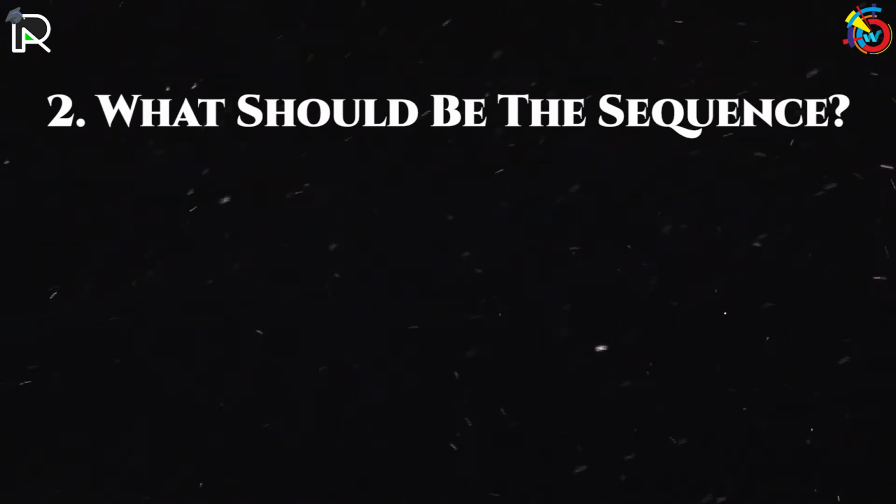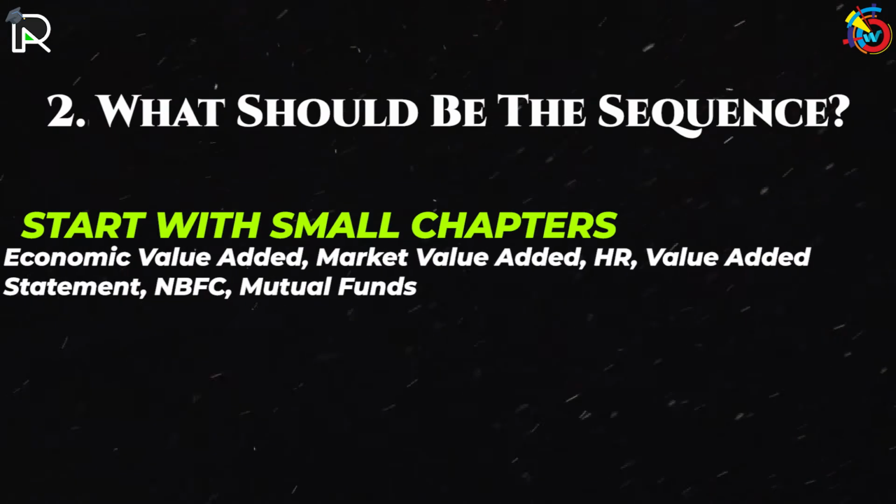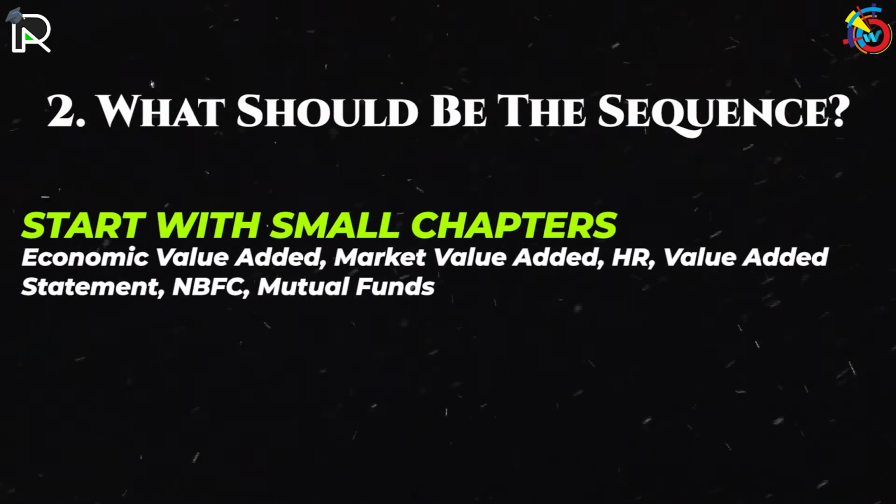Next, what should be the sequence of the chapters which you will be covering? First, we'll be starting with the small chapters. So what are the small chapters in CA Final FR old syllabus? Economic Value Added, Market Value Added, HR, then your Value Added Statement, NBFC, mutual fund.